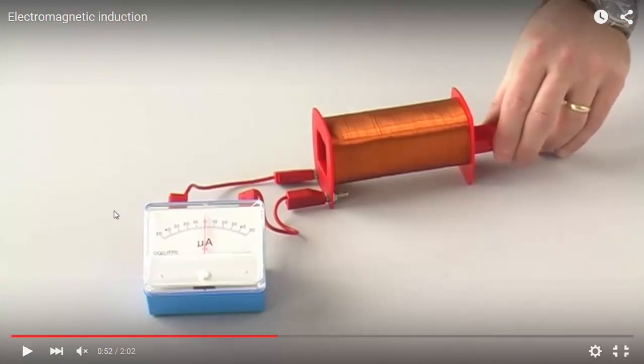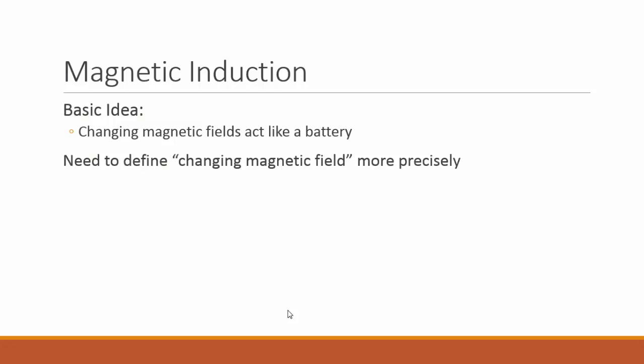So this is ultimately why the light bulb lit up. It was because there was current flowing. That's what was the easiest way to see that there was current flowing. But this little ammeter right here is also showing us directly that current is flowing. So this general phenomenon is referred to as magnetic induction. And the basic idea with magnetic induction is that changing magnetic fields act like a battery. Okay, we've seen it act like a battery to light up a light bulb.